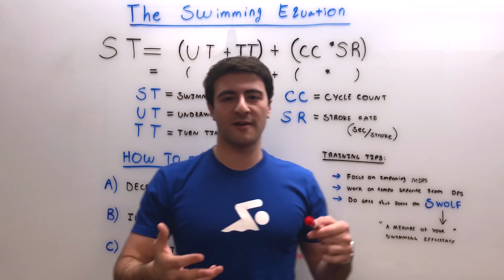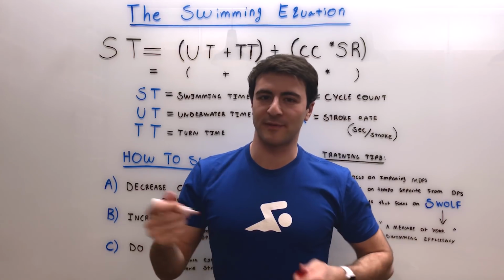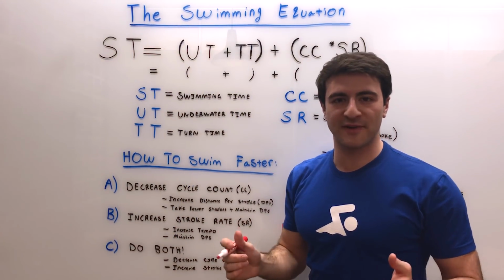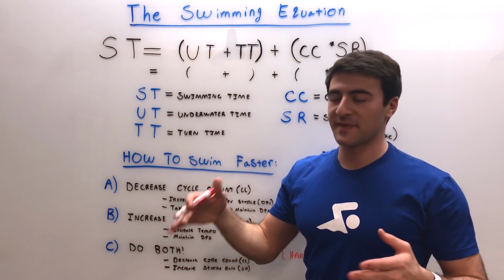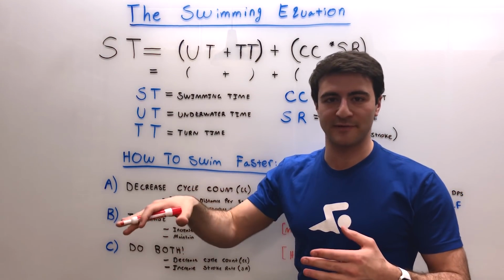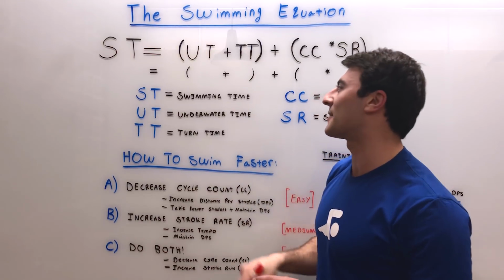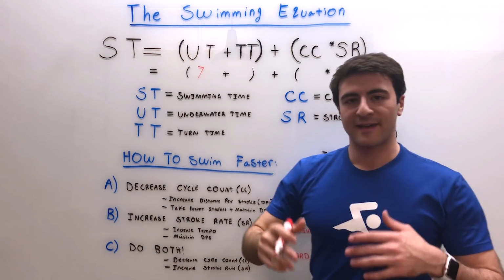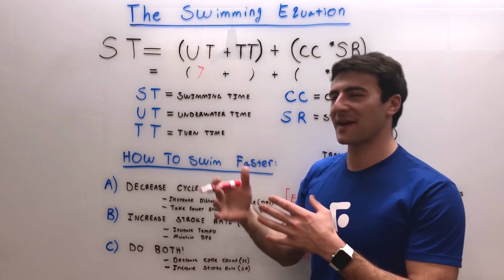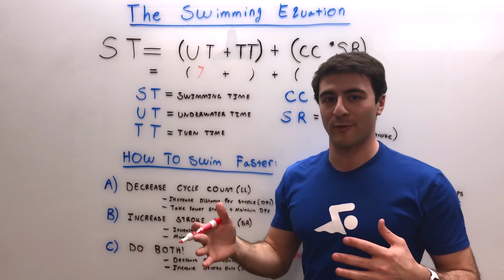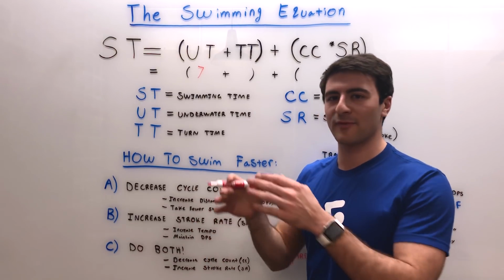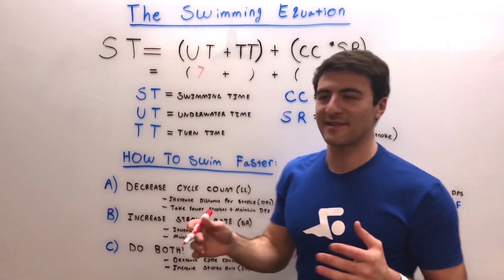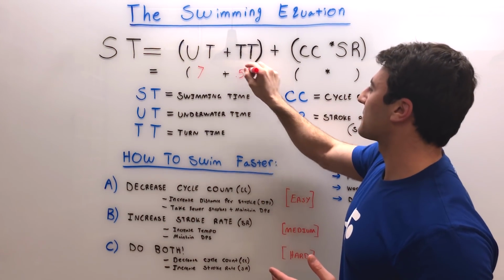If we use an example of the 100 breaststroke, we can put some numbers to fill it in. Let's say our underwater time in the 100 breaststroke is a function of your pullouts. Let's say we take 4 seconds on the first pullout and 3 seconds on the second pullout. Your total underwater time would be 7 seconds. The turn time is the time spent on the wall where you're not making any forward progress. So that's literally the time from when you touch to the time that you actually push off. For the sake of simplicity, let's make this half a second.